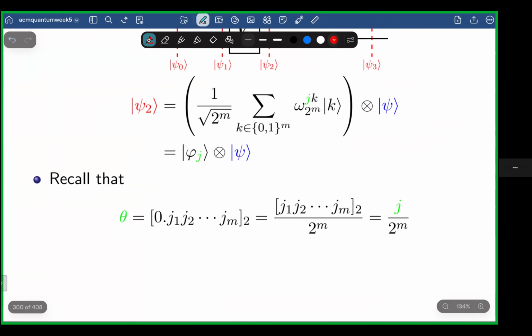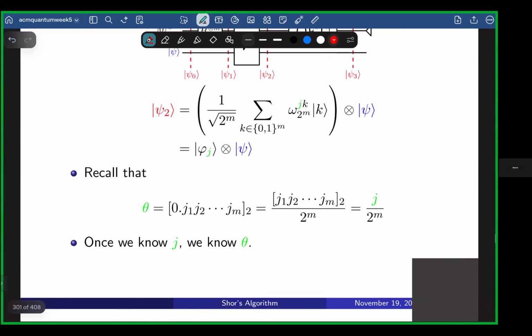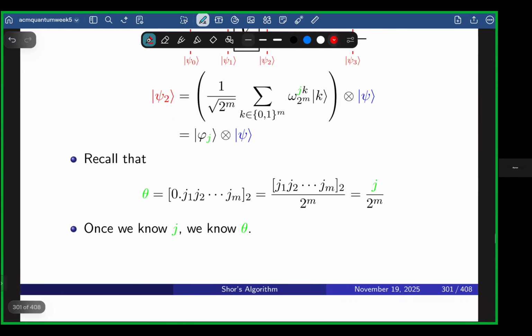Now we're recalling again that theta is j over 2^m. We said that it's this, and then we did some shifting, and then we found that it's j over 2^m. This is what I was saying before: once we know j, we know theta, because we know what m is. So now we want to extract j from quantum phase estimation, and then we'll just find theta from that.